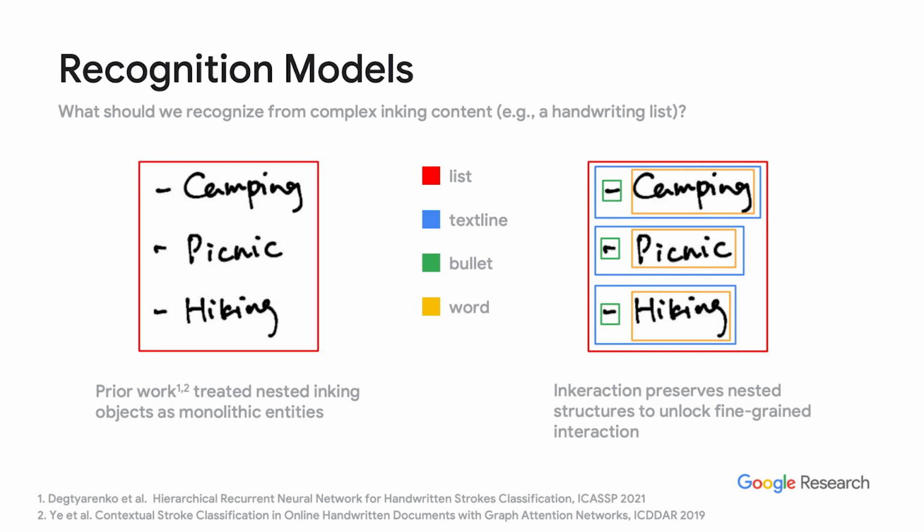For example, our algorithms not only recognize the list, but also the 3 text lines within the list. Moreover, as you can see from the figure, each text line is further annotated with more detailed structures, like bullets and words. This enables us to design interaction with any of these objects.